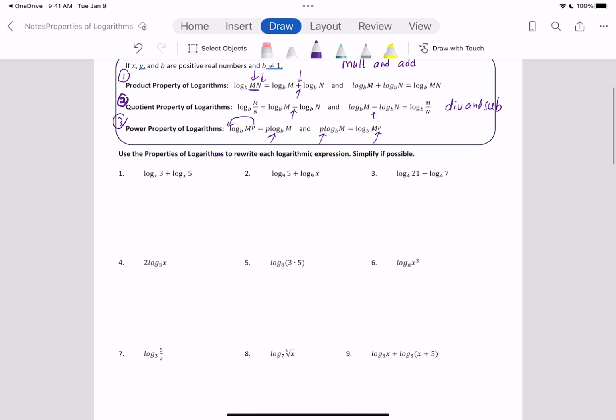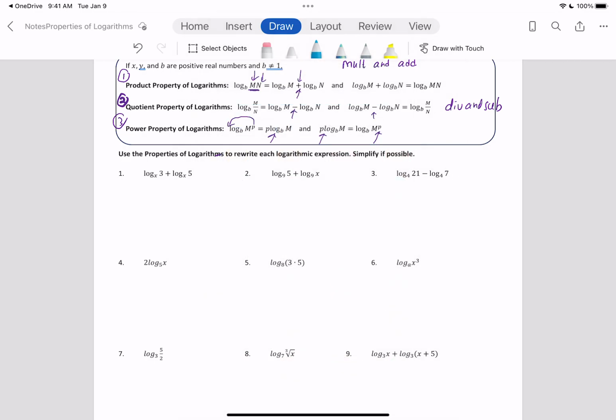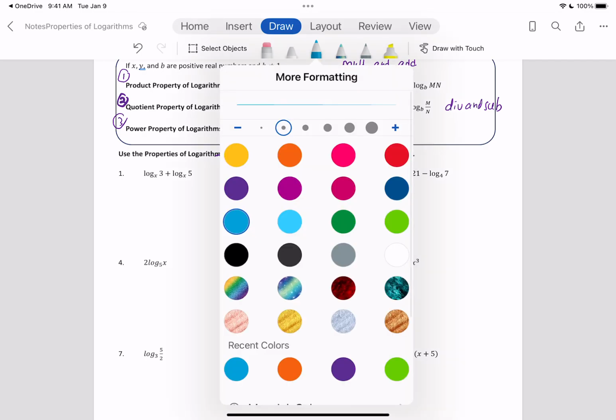Alright, so let's look at some problems. Now notice these are just expressions. So all we're going to be doing is rewriting and simplifying if possible. And please note for each one of these, what was important to the rule is we always had the same base, right? So if we're dealing with logarithms that have different bases, there's nothing that we can do to combine those, okay?